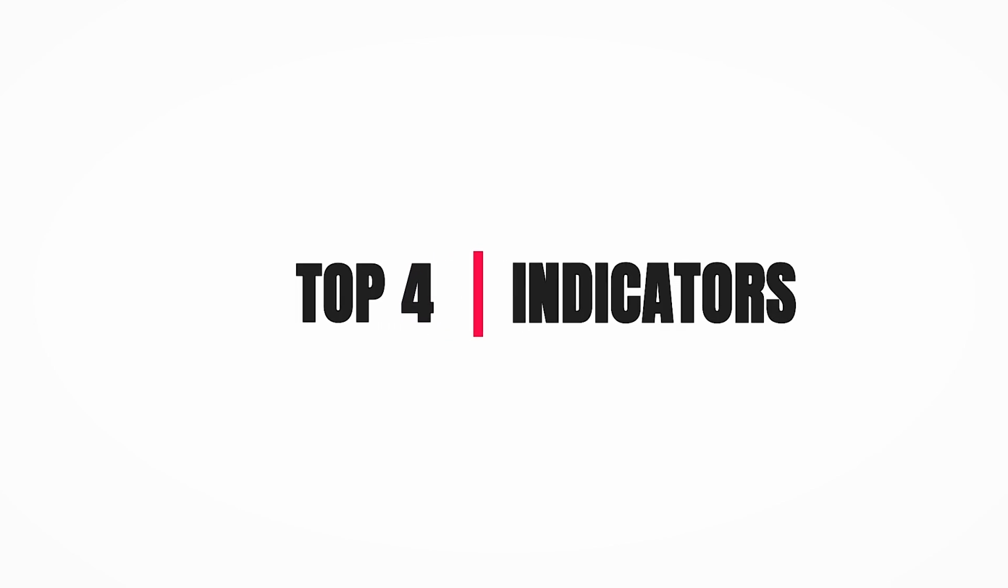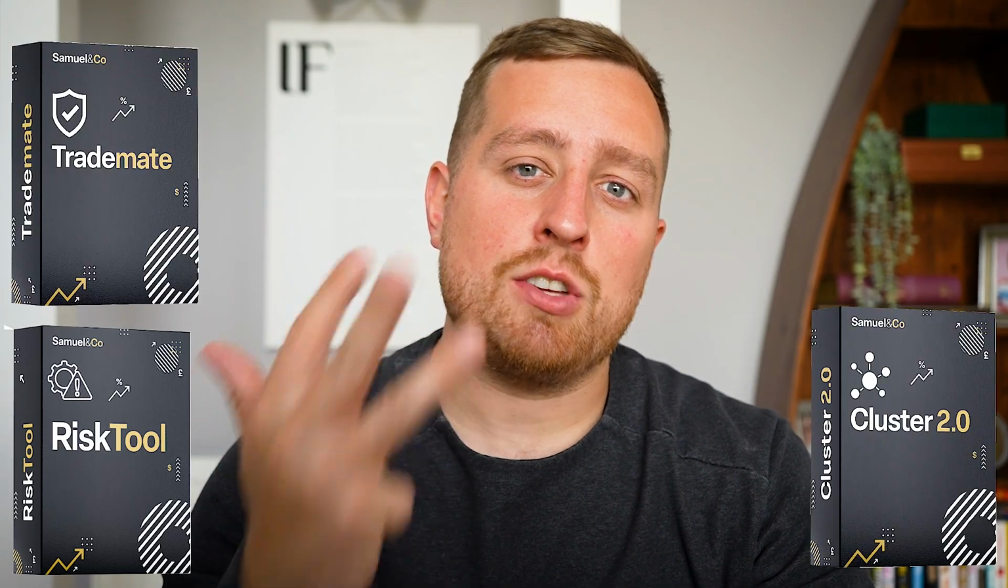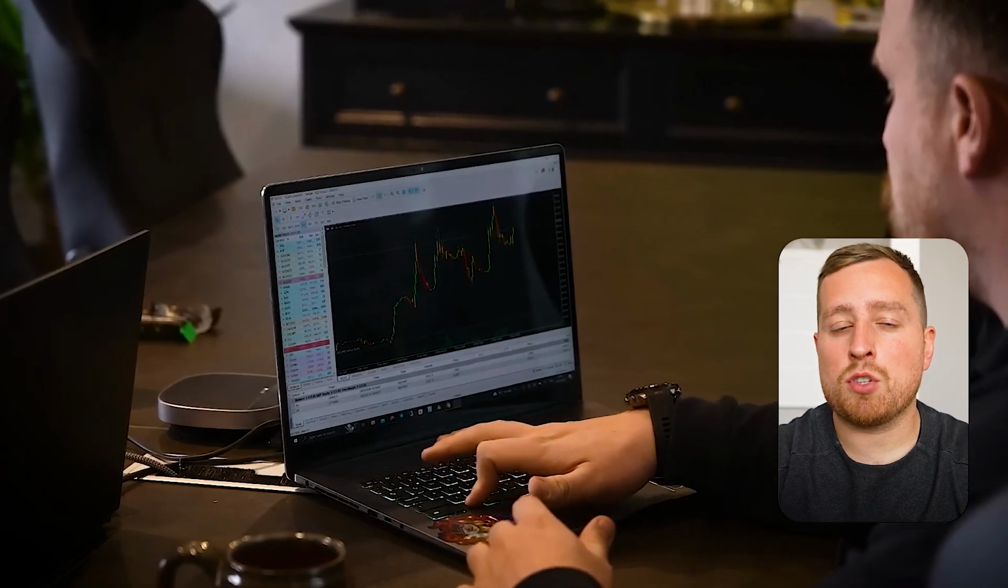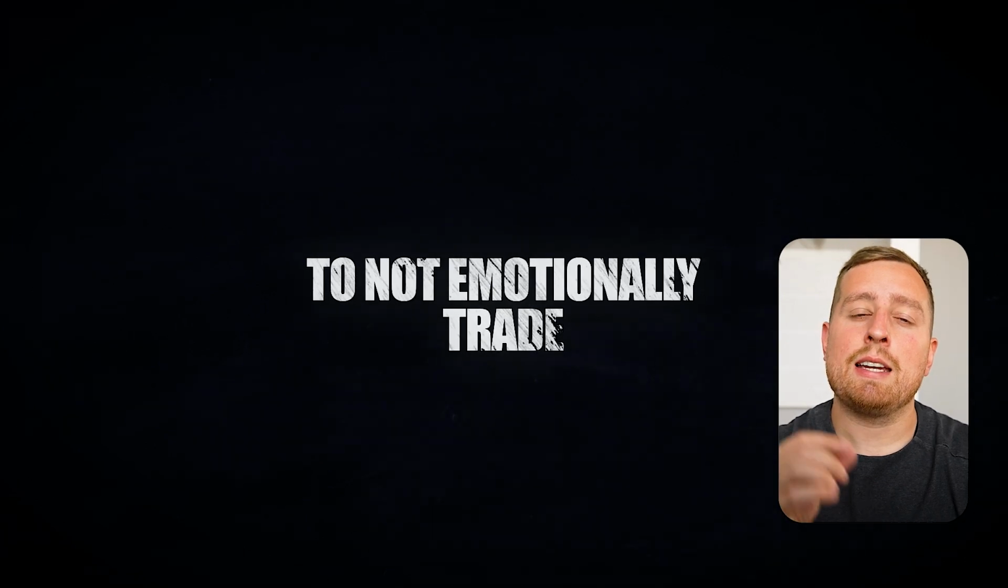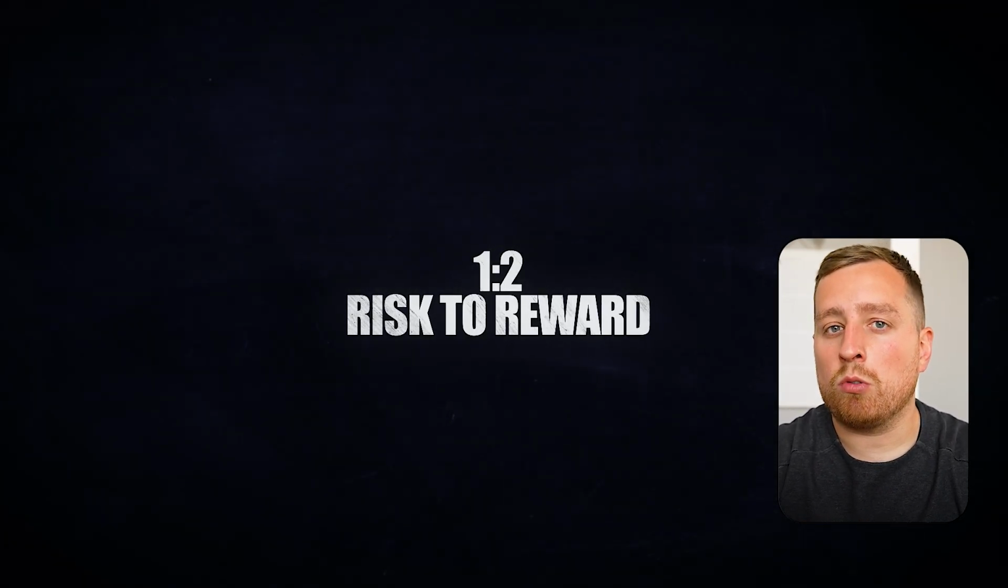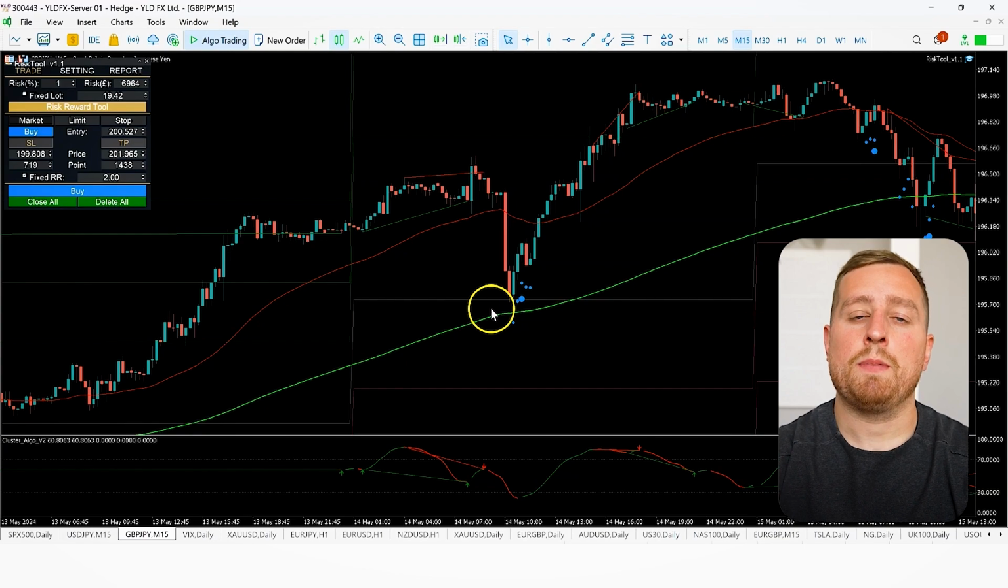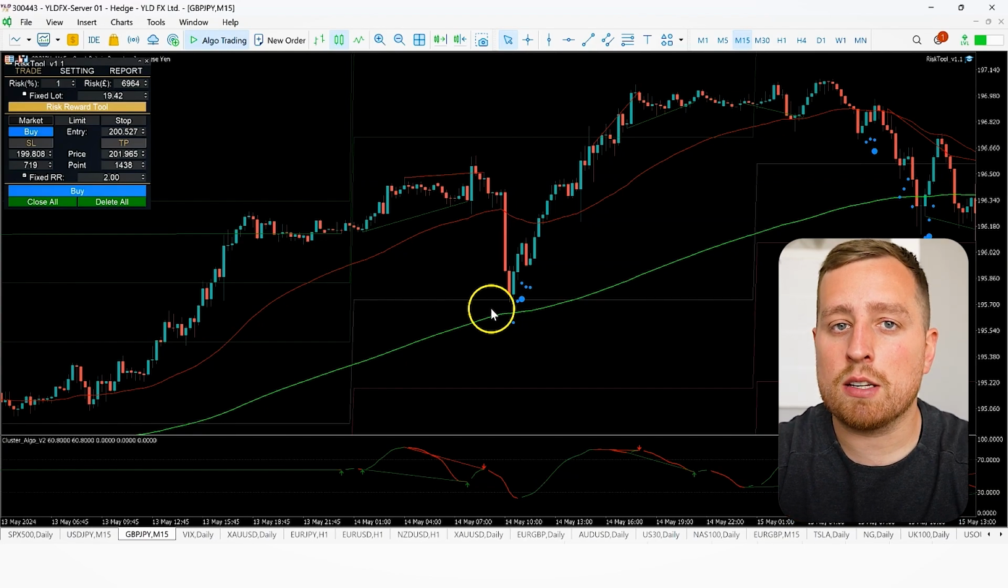So overall, my top 4 indicators to put onto your chart is the risk tool, trade mate, cluster, and GMT pivots. It reduces my overall screen time when I'm focused on the charts and allows me to crack on with my day-to-day. It saves me time from having to draw in levels, and it also saves me time on identifying where pullbacks and opportunities can arise. It keeps my emotional state to a minimum and allows me to not emotionally trade and literally take trades on a 2-to-1 reward to risk, knowing full well that we're really tipping that seesaw of probability into our favor by having all of these different tools and analysis in our favor to make that trading decision.